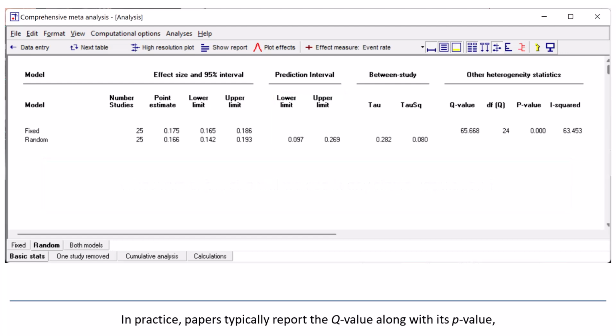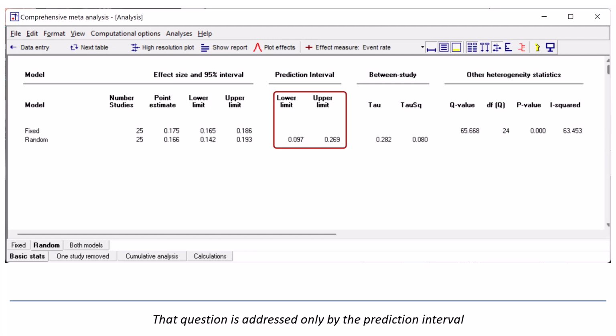In practice, papers typically report the Q value along with its P value, and they report tau squared and I squared. A common mistake in papers that report a meta-analysis is that these statistics, especially I squared, are interpreted as telling us how much the effect size varies. However, this is incorrect. These statistics do not tell us how much the effect size varies. That question is addressed only by the prediction interval.